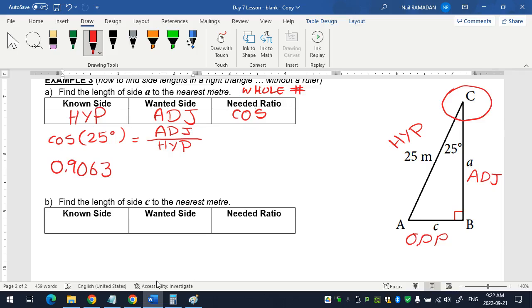Okay. Cosine. Oh, of just 25. Remember, no need for second. No need for the -1. Okay. Equals.